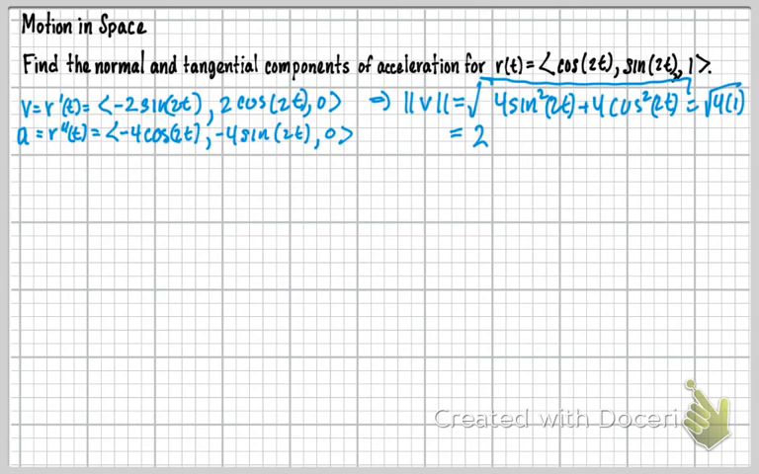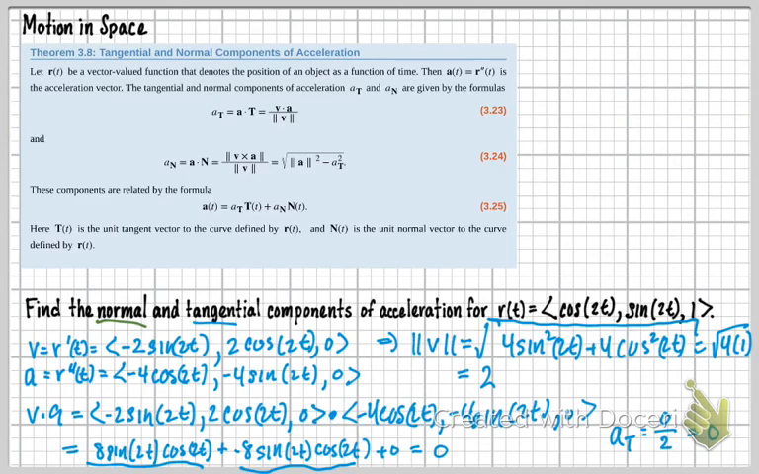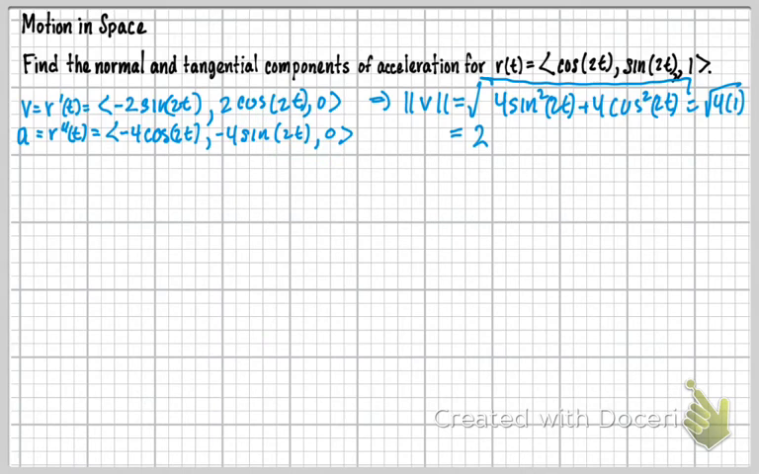Okay, so the first thing we need now is we're going to have to take a cross product of V cross A. Okay, so we got to take V cross A.